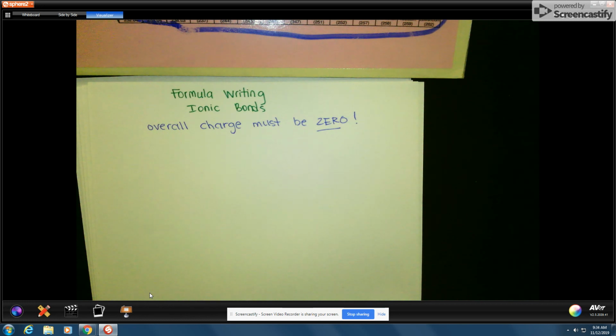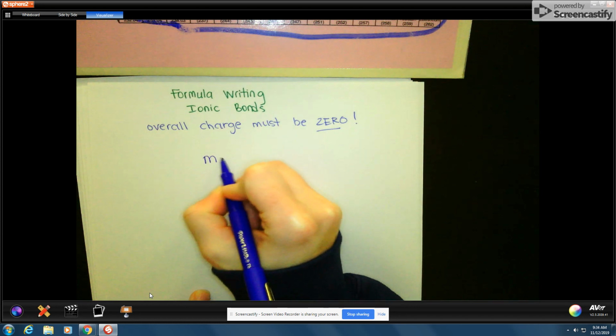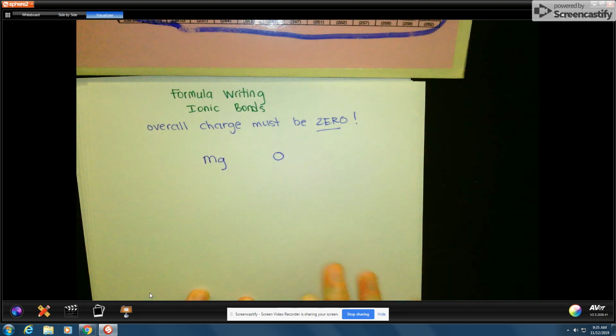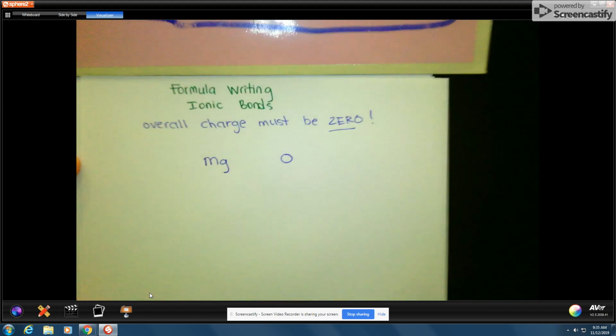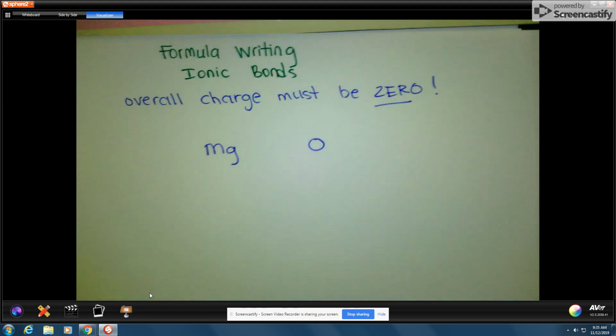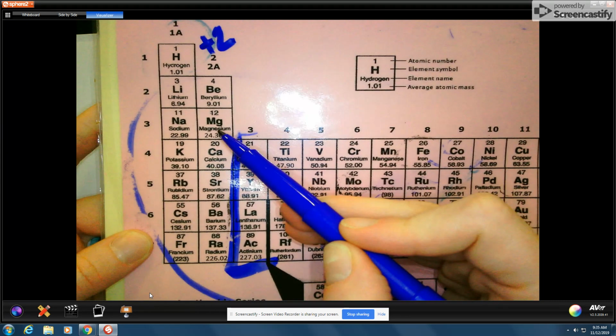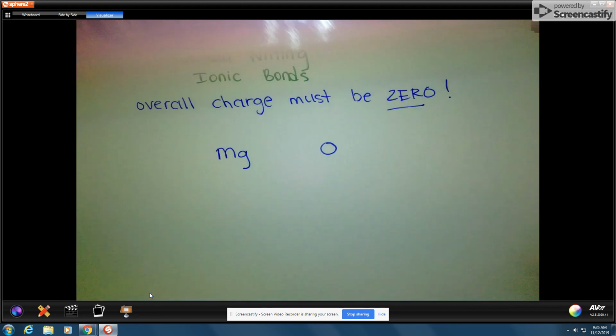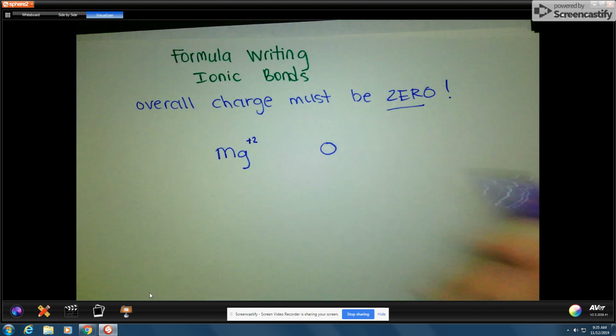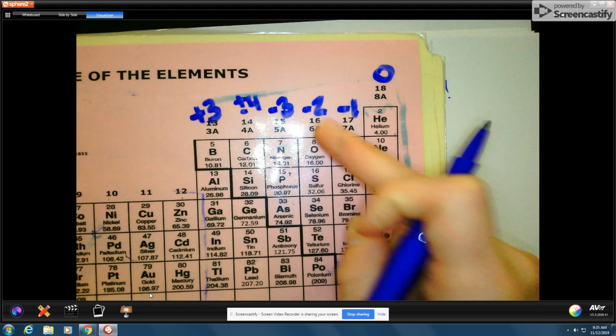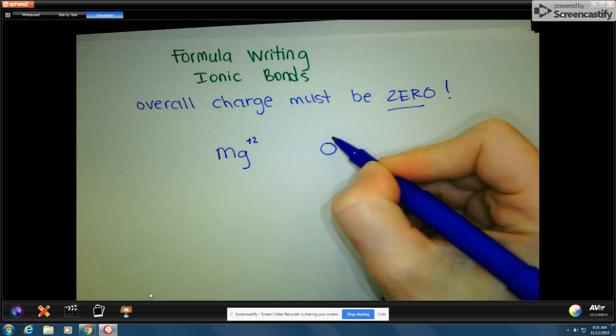To start, we'll start with something like magnesium and oxygen. This is fairly easy. I shouldn't say easy. I mean, I know it's difficult because it's new. This is one of the easier problems that you will have. So you look here, you find magnesium. It has a +2 charge. You're going to put a +2. You find oxygen. Oxygen has a -2 charge.